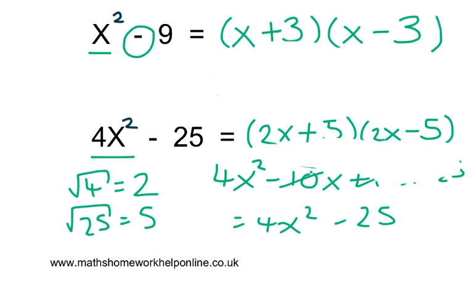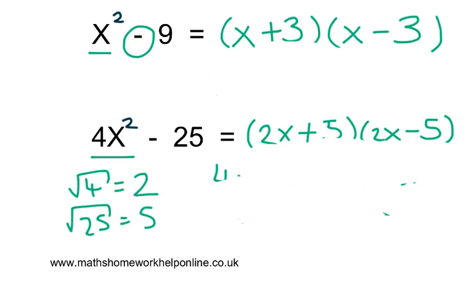So we can see that that works. So the final answer is 2x plus 5 in one bracket and 2x minus 5 in the other bracket.